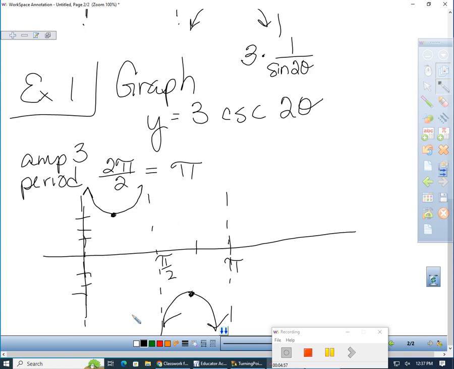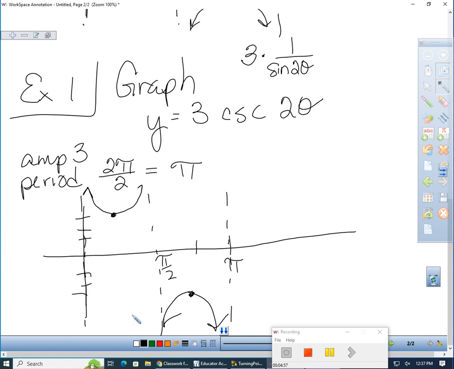Well, because your window isn't set at 0 to pi, one section is your period. Let me see what you got. Make sure. Yeah, see, so you've got a bunch of them going on.